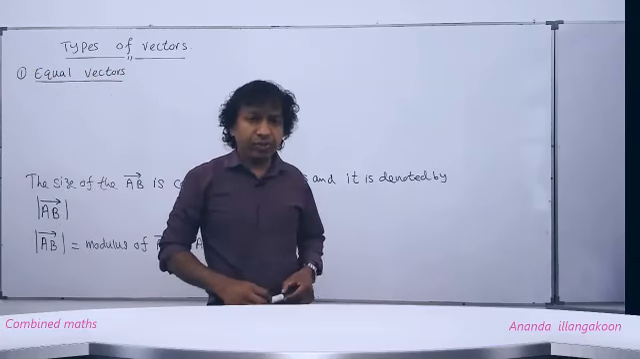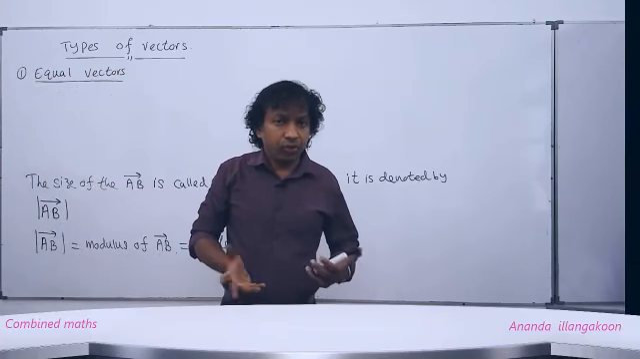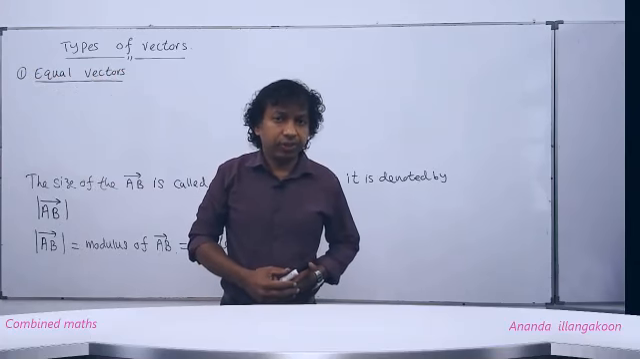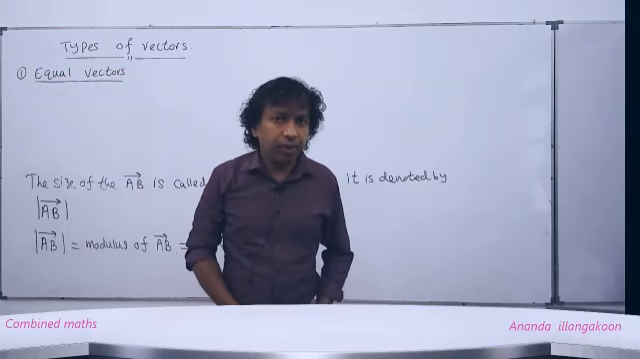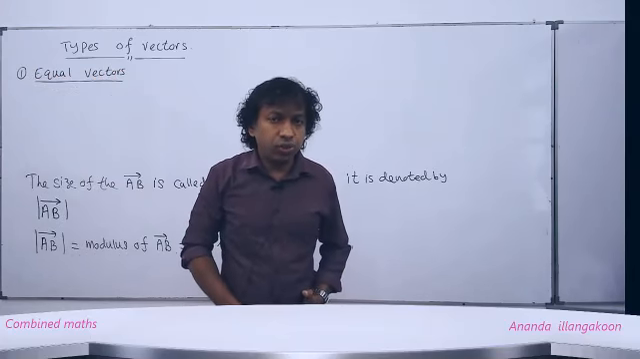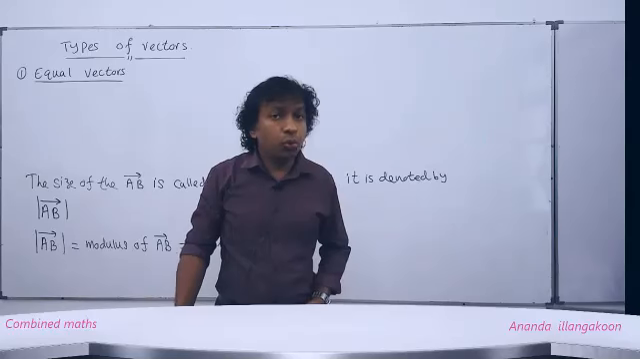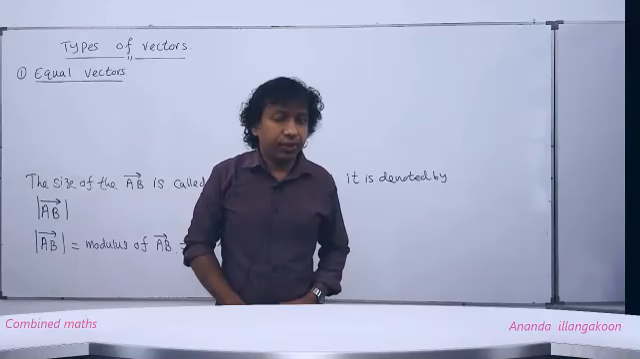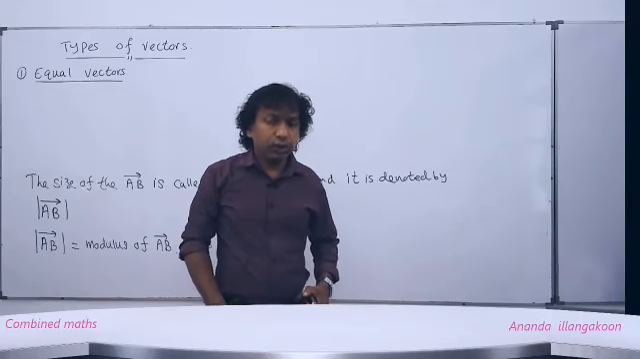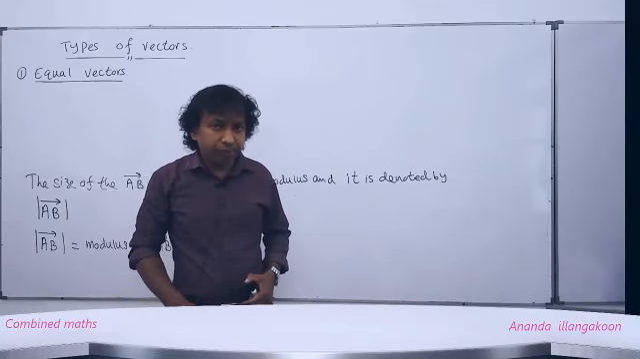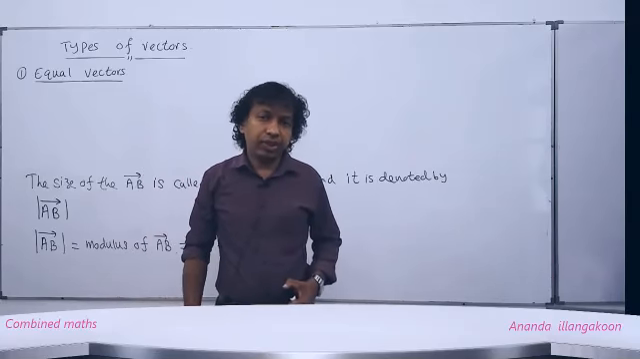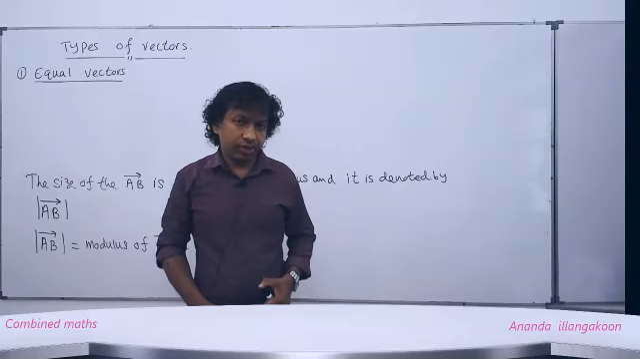But people, what is meant by these equal vectors? When two vectors are equal, all the properties of these two vectors must be the same. Since a vector has two qualities, the two qualities of these two vectors must be the same for them to be equal vectors. If the magnitude and direction of two vectors are the same, then those two vectors are called equal vectors.